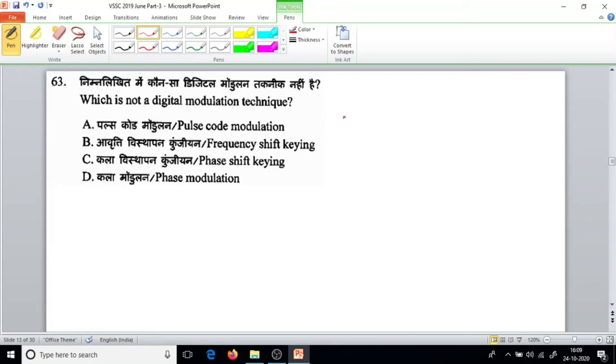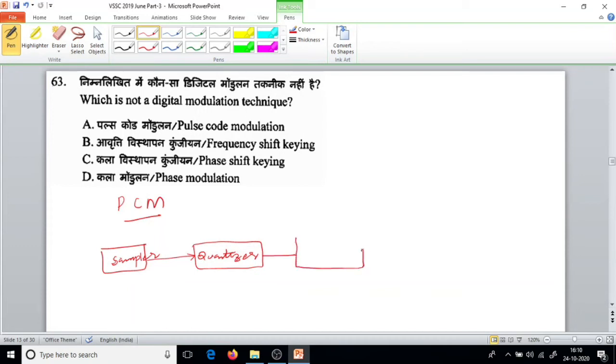So in PCM, pulse code modulation, there is a sampler. The sampler output goes to a quantizer. The quantizer output goes to an encoder.